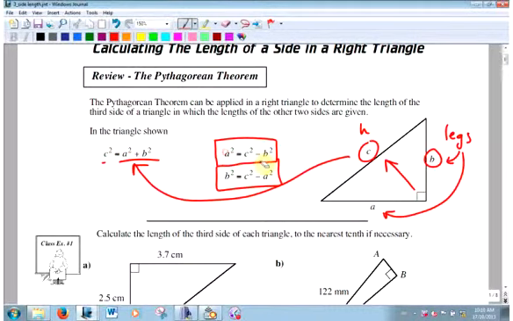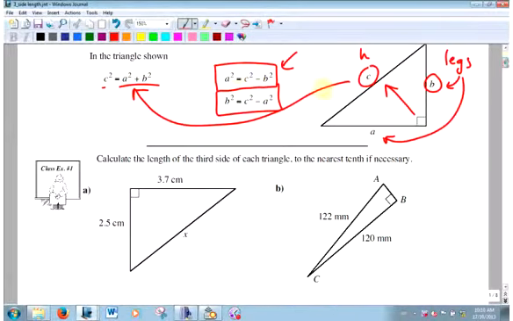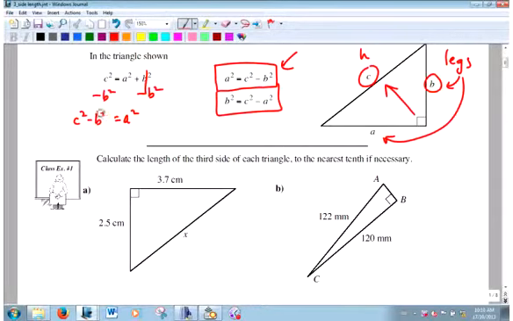Okay? This is the only one that's on your formula sheet, but all of these are the same formula. It's just derived from this one, right? If I want to solve this one for a squared, what do I do? I subtract b squared from both sides, and then a squared is c squared minus b squared. Just a little bit of algebra.